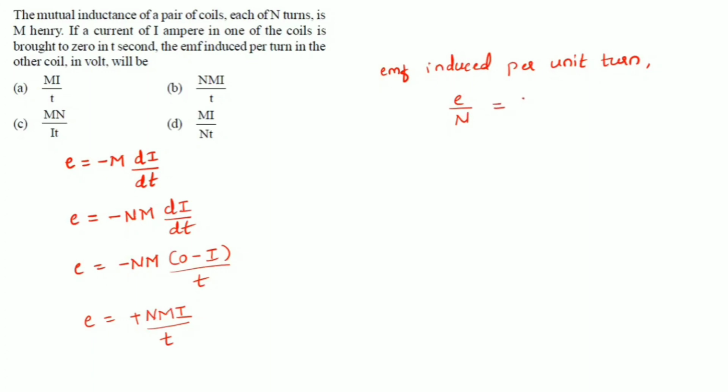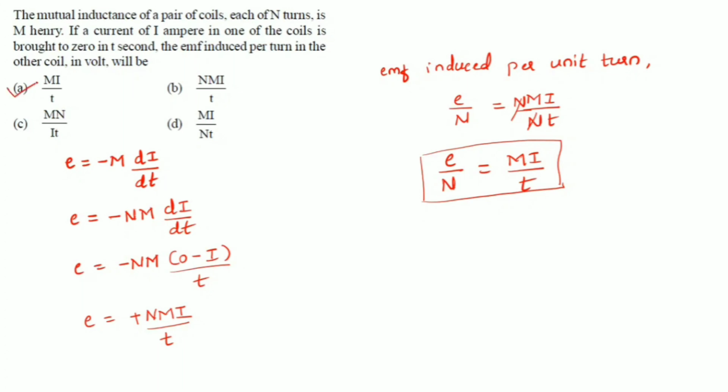So the equation becomes NMI divided by Nt. So N will get cancelled. For unit turn, induced EMF is MI divided by t. So this is induced EMF per unit turn. So the correct answer is MI divided by t, that is option A.